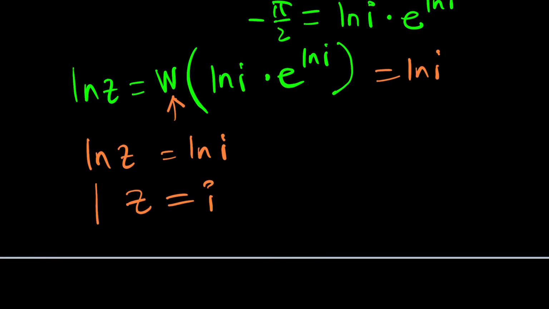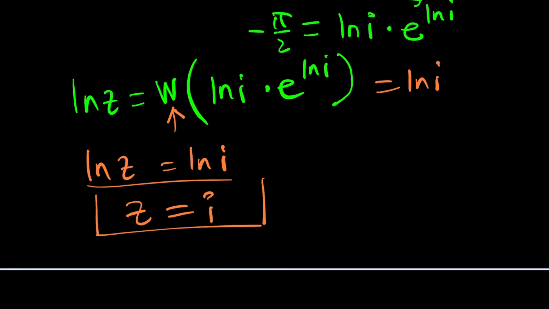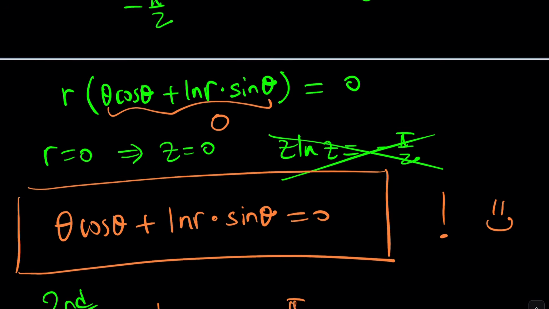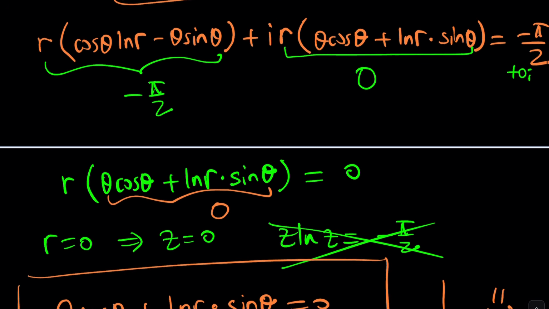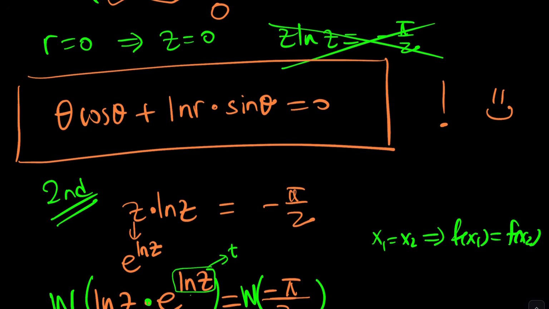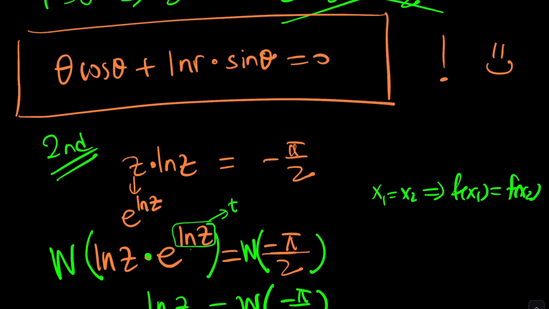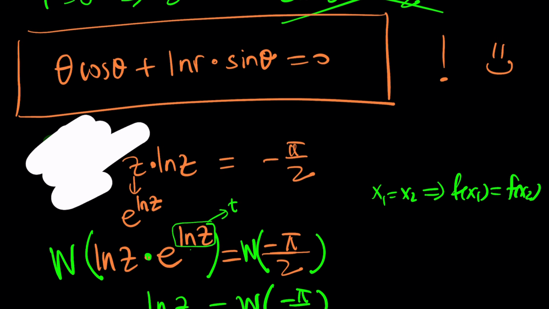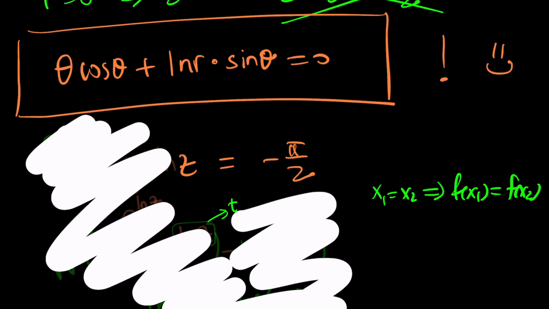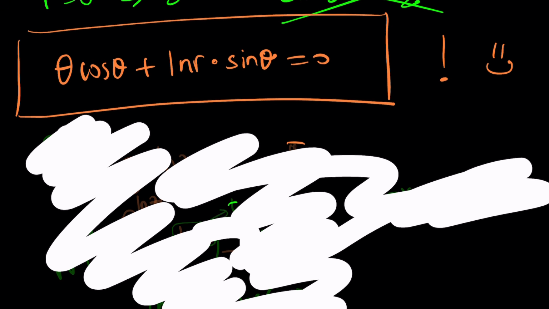Well, is that the only solution? That's a good question. That's for you to explore. But I'm going to go back as promised and show you how this plays out with the first method. We said that z is equal to i. Yes, okay, great. Now, let's go back here and take a look at this. Theta cosine theta plus ln r blah, blah, blah, right? Let's go ahead and erase this area, clean up a little bit.